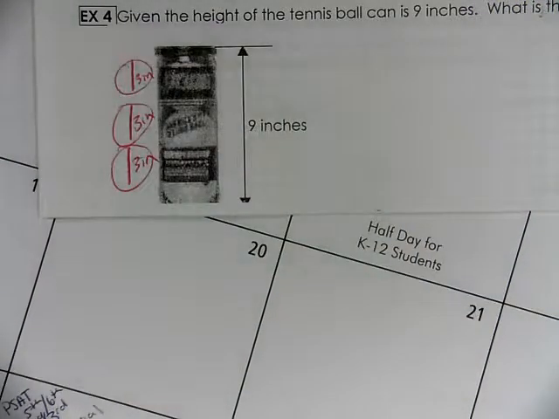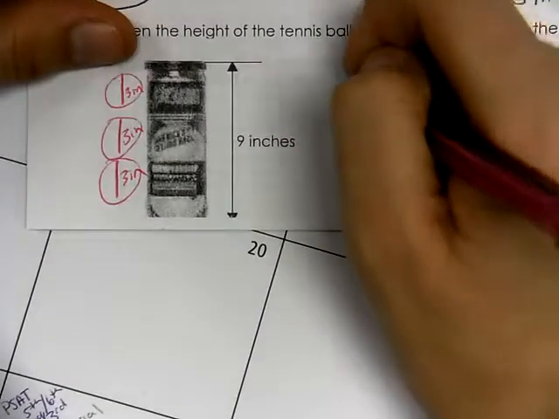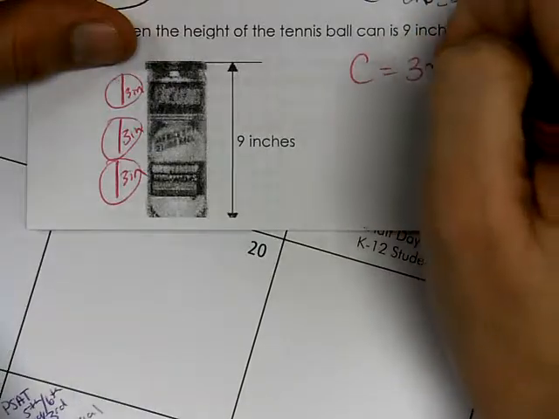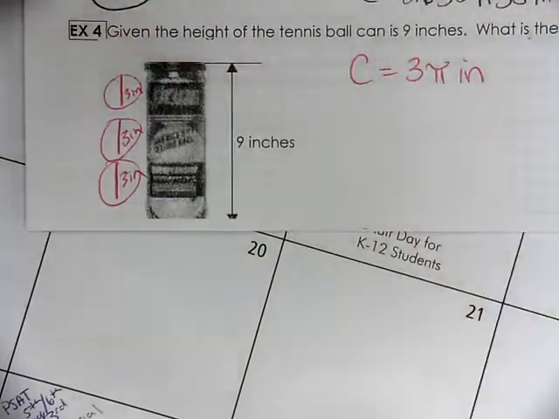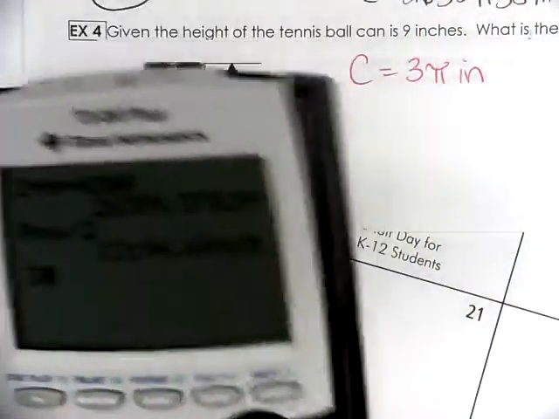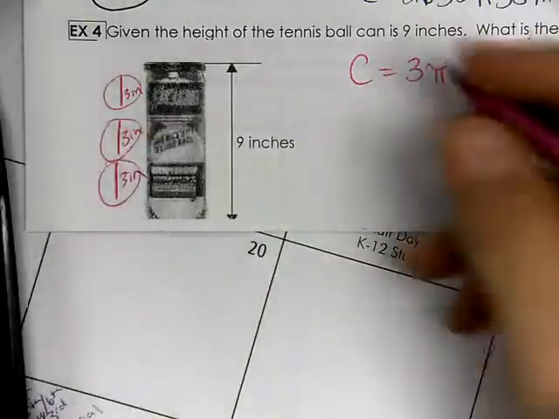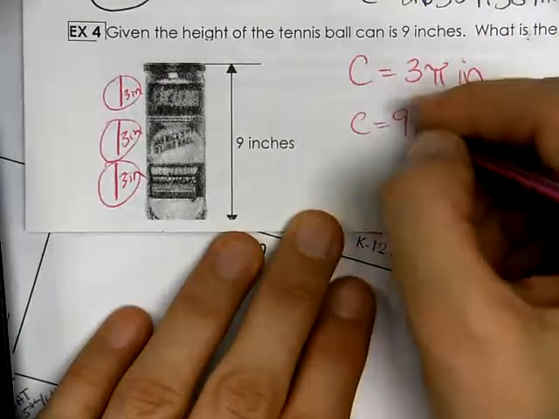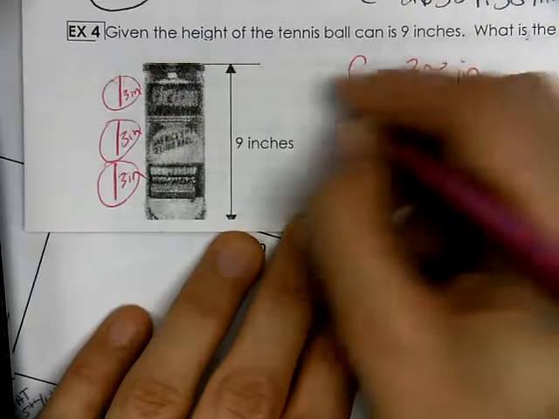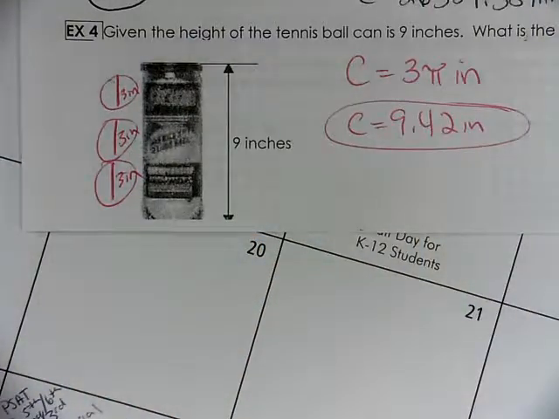They're stacked on top of each other. So now you're just finding the circumference when the diameter is 3 inches. So our circumference is just 3 pi inches, or 9.42 inches. We've got one last problem.